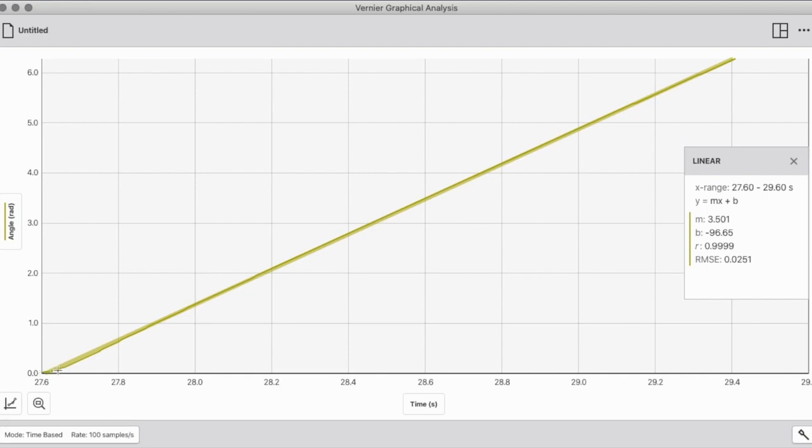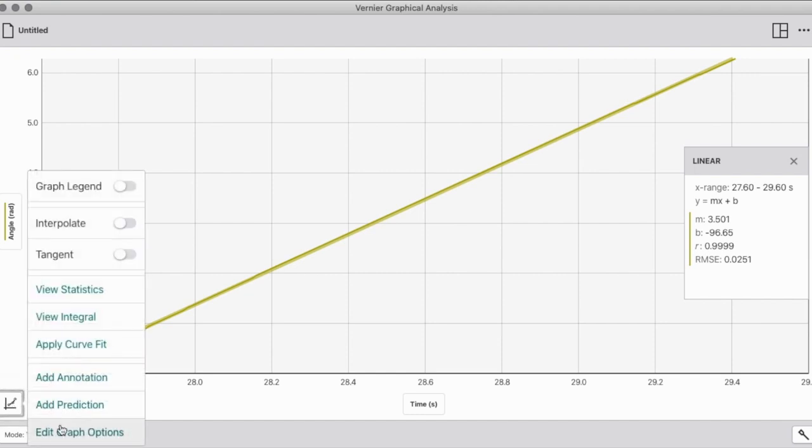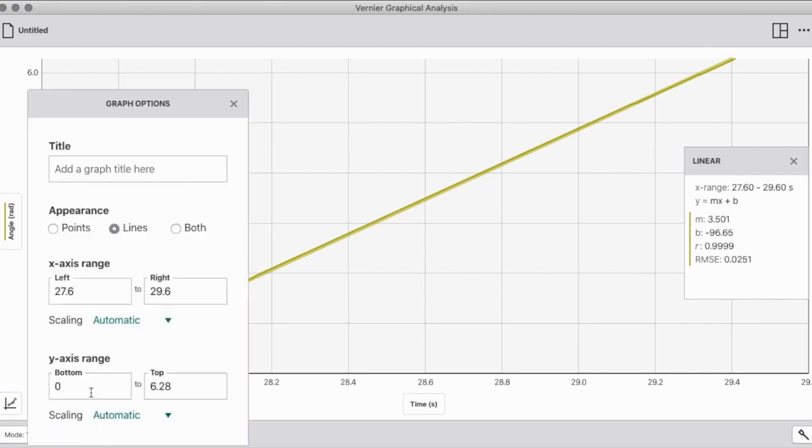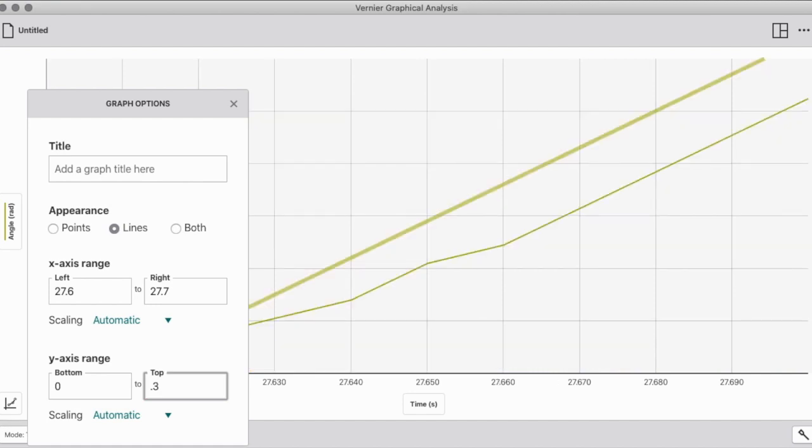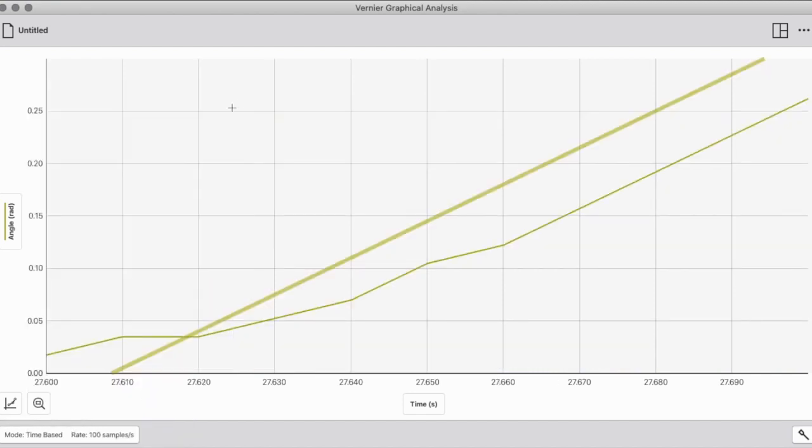Looking a little bit closer, it looks like at the very, very beginning something interesting is happening. So I'm going to zoom in there as well, just to explore for fun. Again, I'm going to go to Graph Options, and I'm going to shrink the time down to just 1/10 of a second. So we're going to go 27.7 seconds, and let's top this out at about 0.3 radians. Ooh, interesting. See, it's cool already.